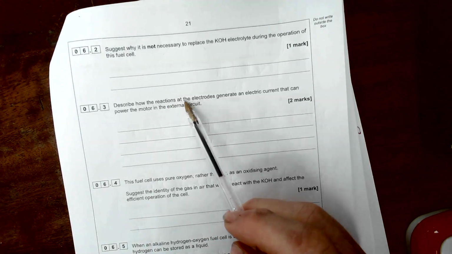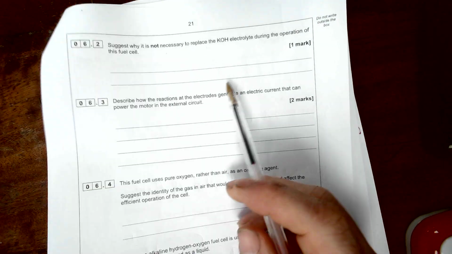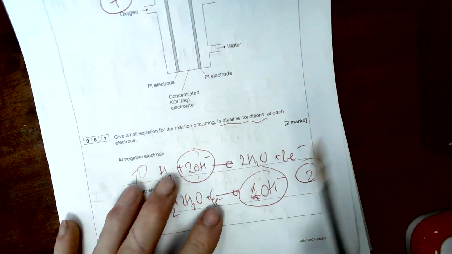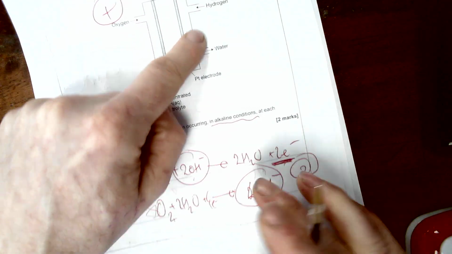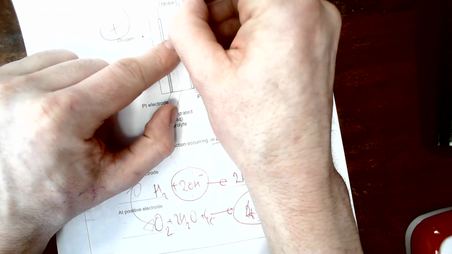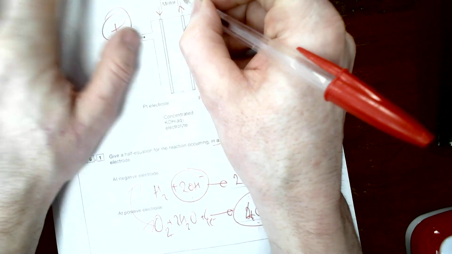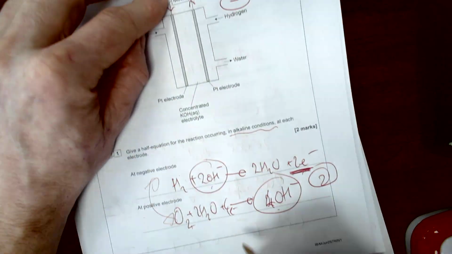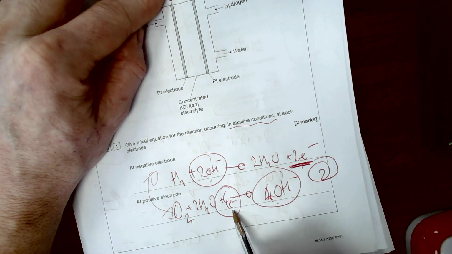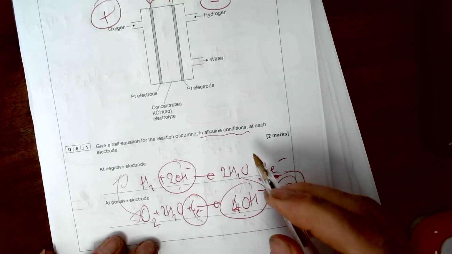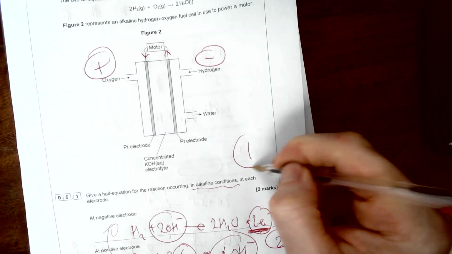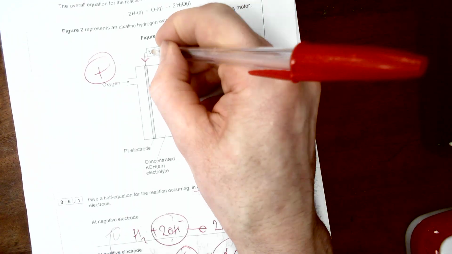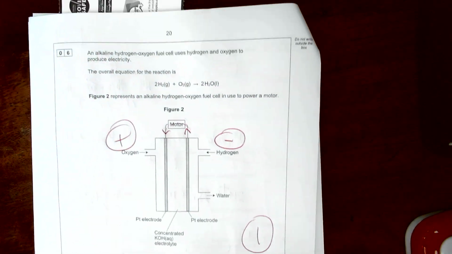Right, describe how the reactions at the electrodes generate an electric current. Again, let's look at these. At the negative electrode, electrons are produced here. They are then going to move through the external circuit, through the motor, and they are going to be used at the positive electrode. So I wanted this idea that electrons go from the negative to the positive, 1 mark, and they go through the motor or through an external circuit for the 2nd mark.